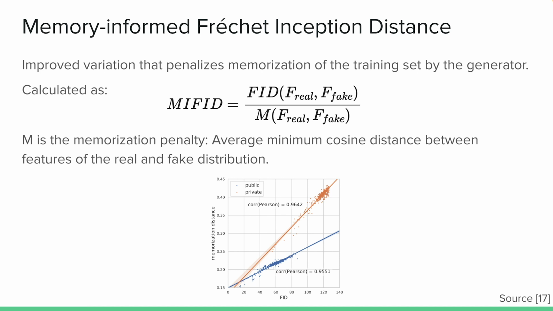So they penalize the network for memorization of the training set. Meaning you calculate the Fréchet inception distance as before, but you add this memorization penalty, which is the average minimum cosine distance between the features of the real and the fake distribution. And again, this is a single metric that you can compute, and it just additionally makes sure that you don't incentivize people for reproducing the training data.